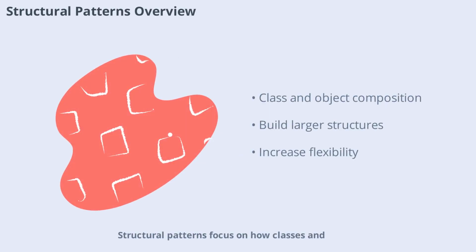Structural patterns focus on how classes and objects are composed to form larger structures. They help you create flexible and efficient code by defining simple ways to realize relationships between entities. These patterns are essential when you need to build complex systems from simpler components. Let's explore some of the most common structural patterns, starting with the adapter pattern.